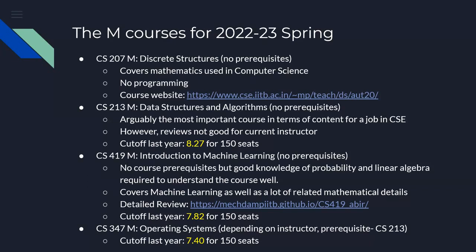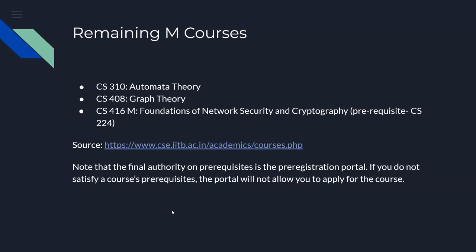So you'll have to do quite a lot of self-study if you are serious about learning DSA for internships or jobs. And the CS 419, again, people will talk about it in the DS minor as well. So it covers machine learning details covered in online courses, but it also goes into the mathematical part. So you need knowledge of probability and linear algebra to understand the course well. And CS 347 will have a prerequisite, so I'm going to skip that.